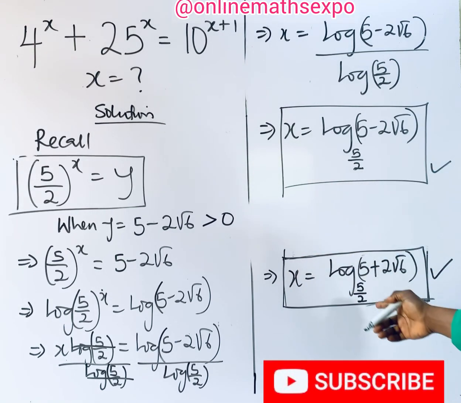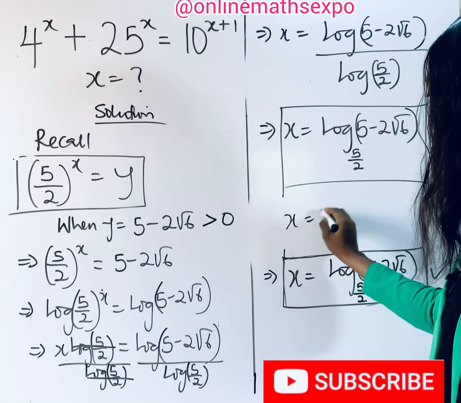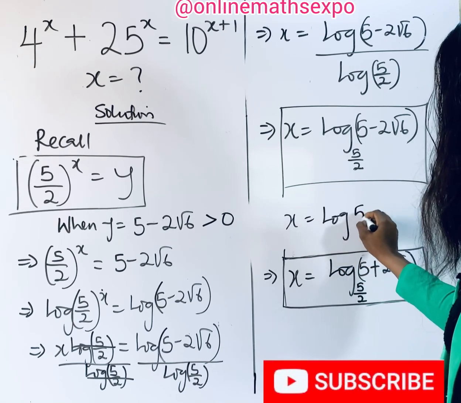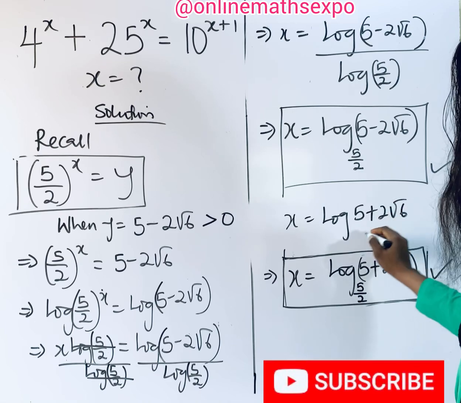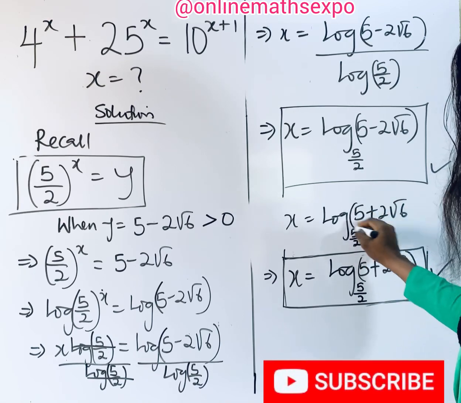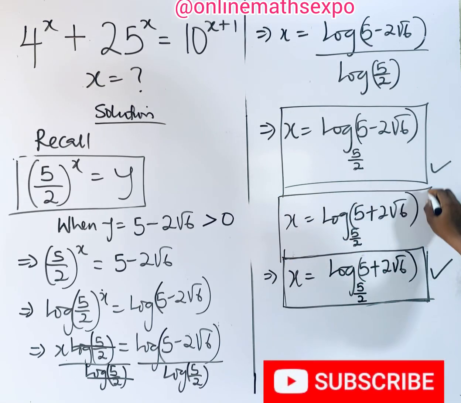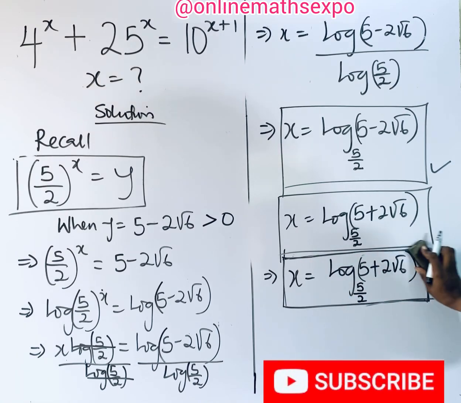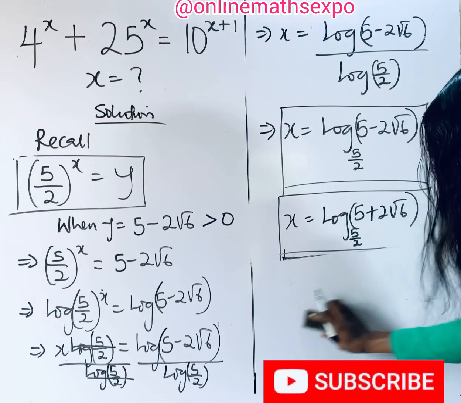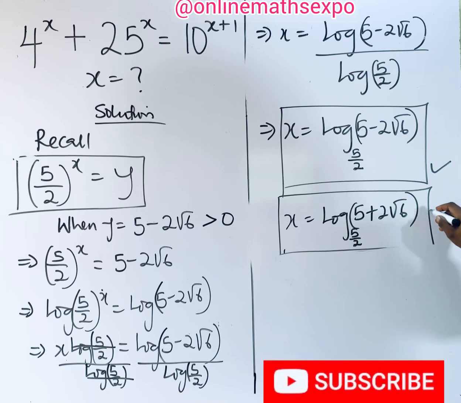So these are the two values of x, let's bring it together. We have log of 5 plus 2√6 base 5 divided by 2, and log of 5 minus 2√6 base 5 divided by 2. So this gives us the two values of x for this particular exponential equation.